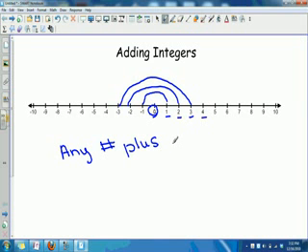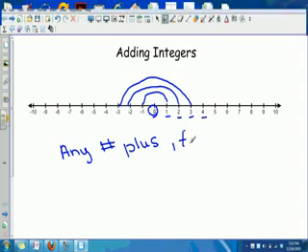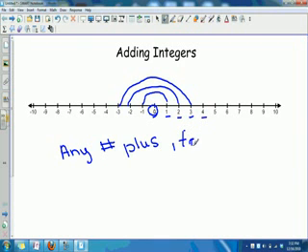Any number plus its opposite equals 0. So any number plus its opposite equals 0. That's going to be key for whenever we start adding integers that are not opposites of each other.